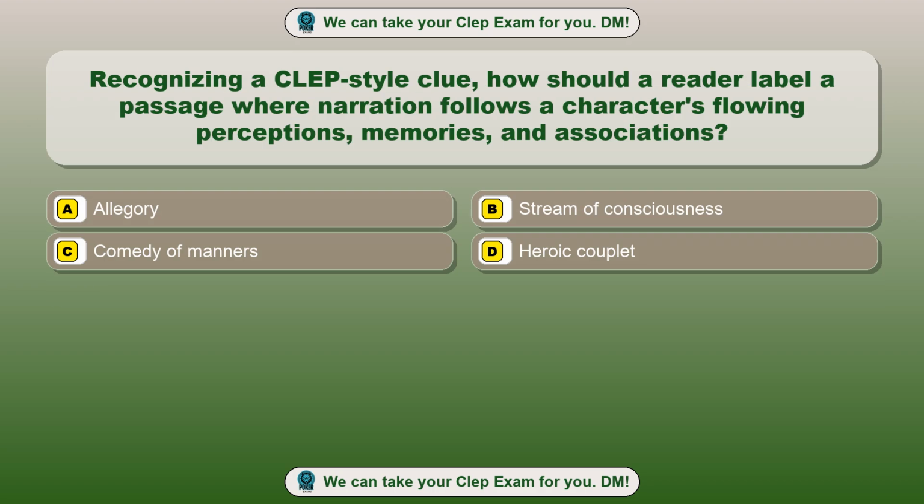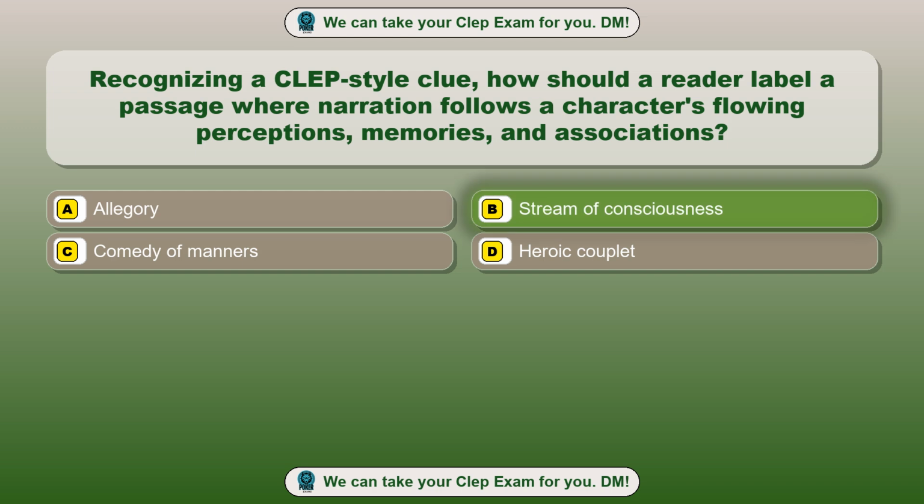Question 19. Recognizing a CLEP-style clue, how should a reader label a passage where narration follows a character's flowing perceptions, memories, and associations? Option A. Allegory. Option B. Stream of consciousness. Option C. Comedy of manners. Option D. Heroic couplet. The correct answer is option B.